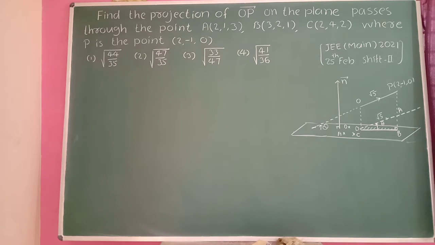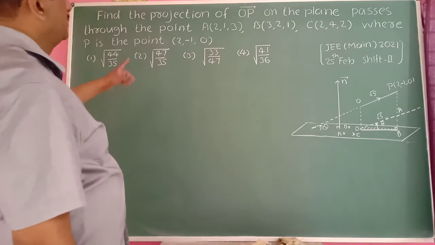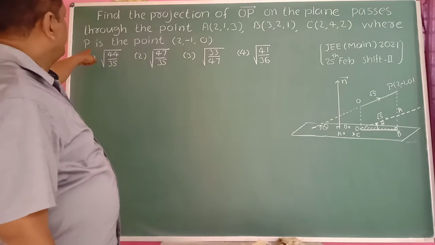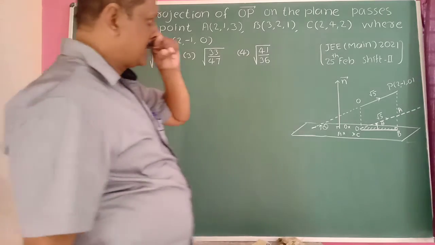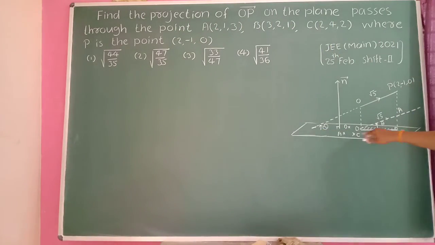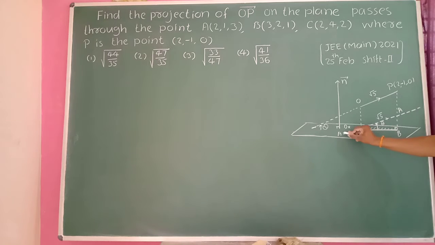So find the projection of OP on the plane passing through the 3 points A, B and C, where P is the point (2, -1, 0). Consider this plane passing through the 3 points A, B and C, and this is the vector OP. OP passes through the point (2, -1, 0), which is already given. Then its projection on this plane is what we want to find, OB.